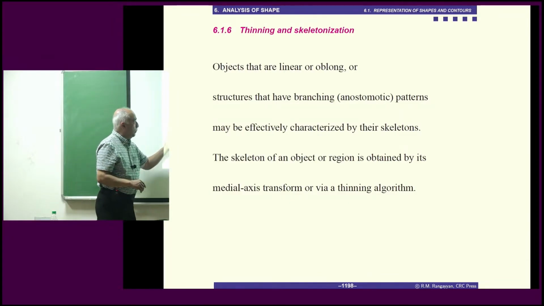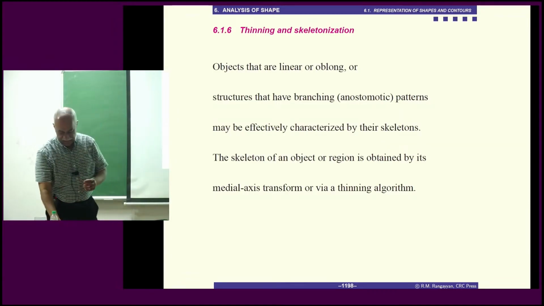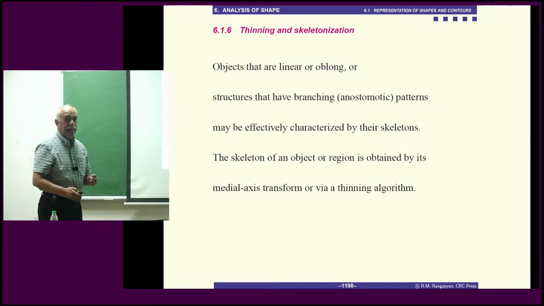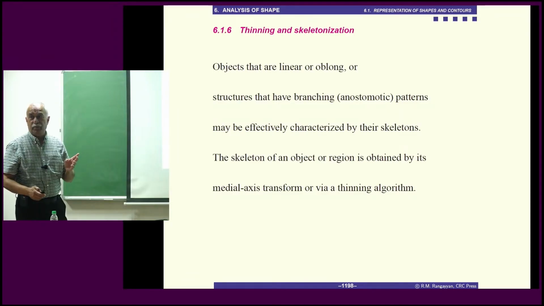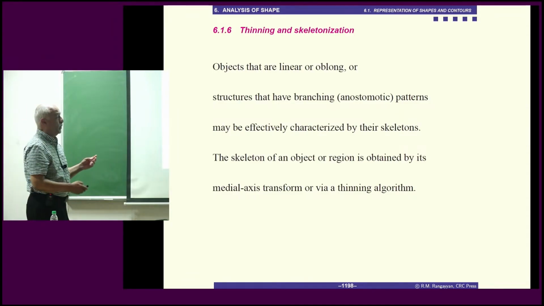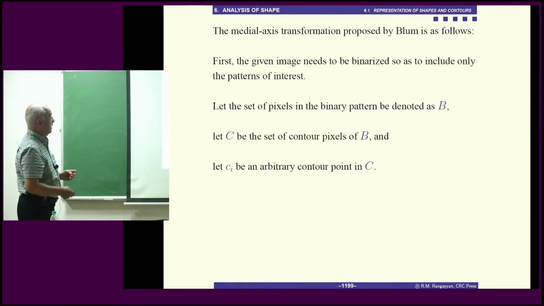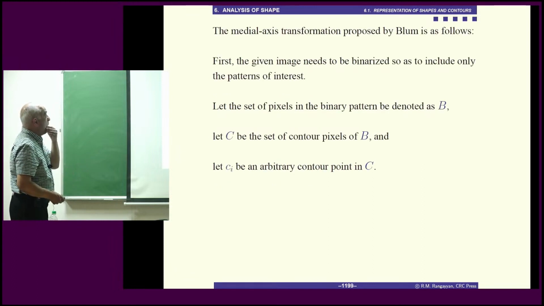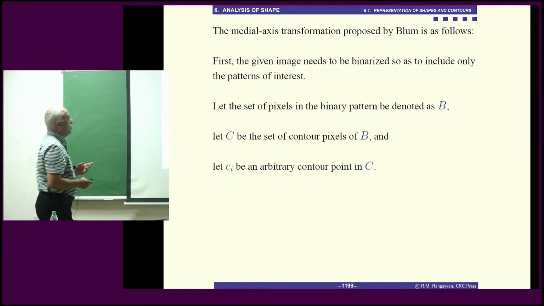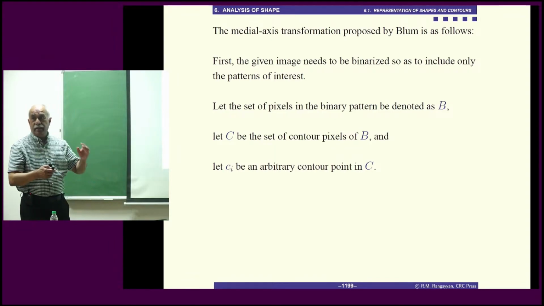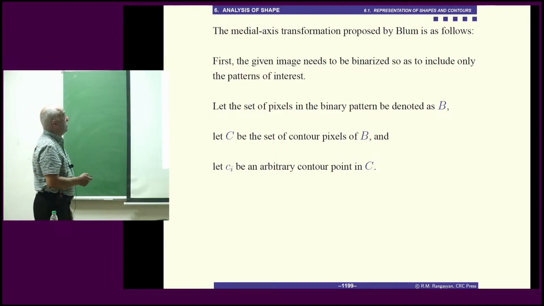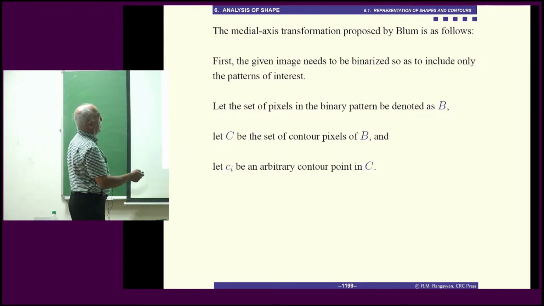The skeleton could be obtained by what is known as the medial axis transform, or a thinning algorithm, or by morphological image processing. We're adding some morphological image processing techniques in the next edition of this book. The medial axis was proposed by Blum, and it says the given image is to be binarized first, of course. You have detected the object. It's a binary image. So let those binary pattern pixels be denoted as B.